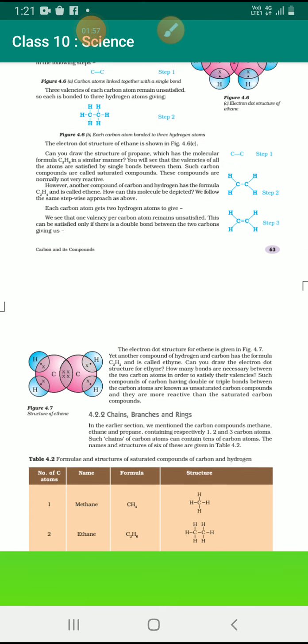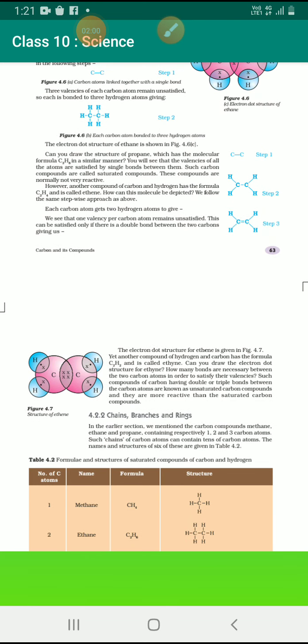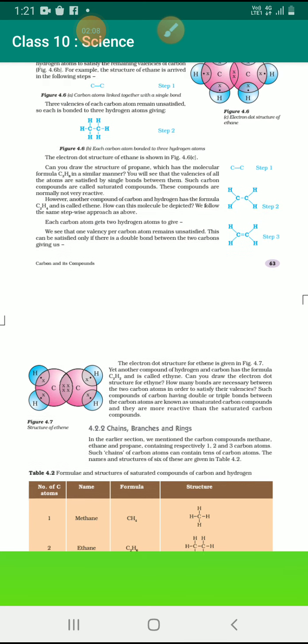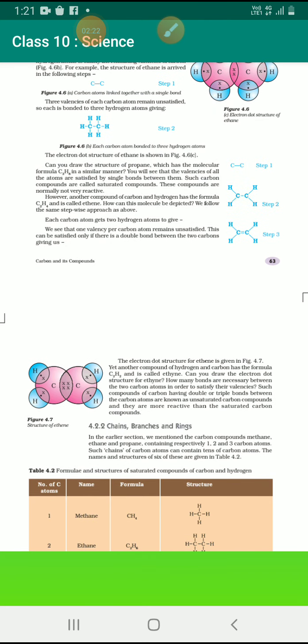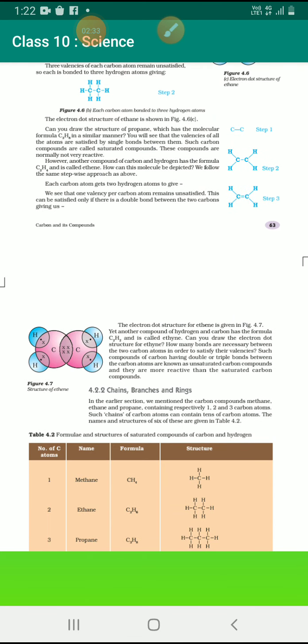Methane comes under alkane, methene under alkene, and methyne under alkyne. Hope you are getting it. And next, ethane, right? Ethane comes under alkane. Ethene comes under alkene. Ethyne comes under alkyne.